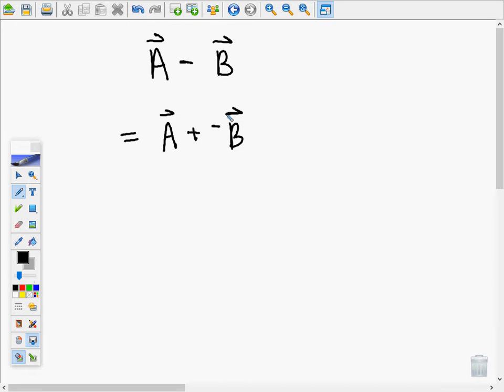Now, one thing you need to understand is what's the hidden relationship between vector B and negative vector B? Same values, opposite direction. Yes. So if this here is vector B, a vector going in the exact opposite direction would be negative vector B.